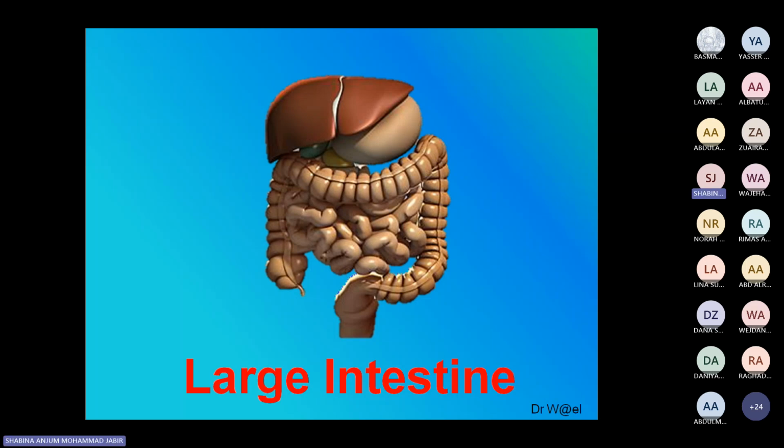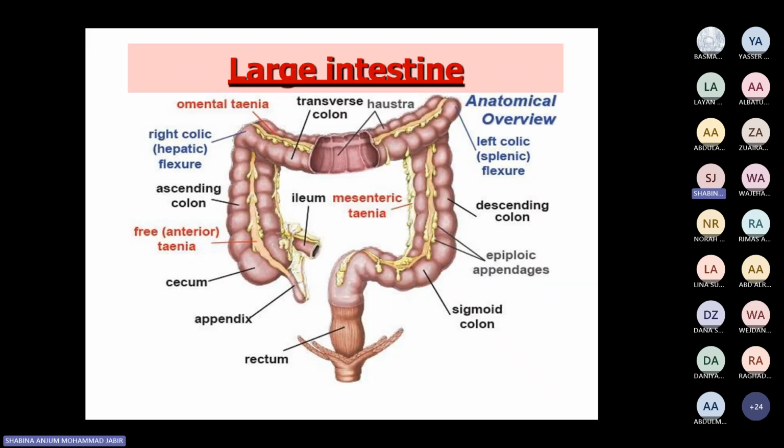So now we have the large intestine. The large intestine will start from here, this is the ileum. The ileum will open into the cecum at the ileocecal valve. So the cecum, then we have the appendix, then the ascending colon, which will reach the inferior surface of the liver, forming a flexure, the right colic flexure or hepatic flexure.